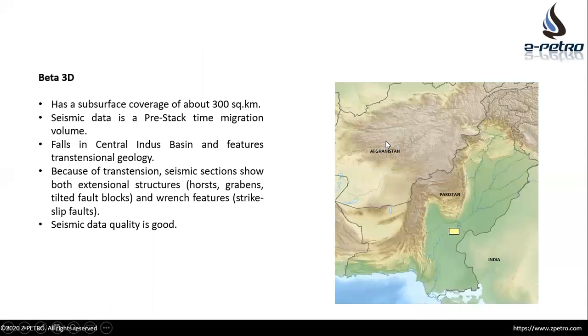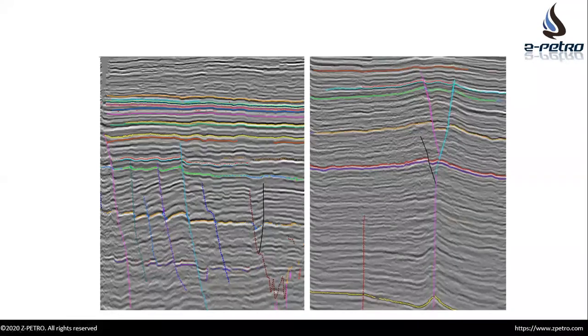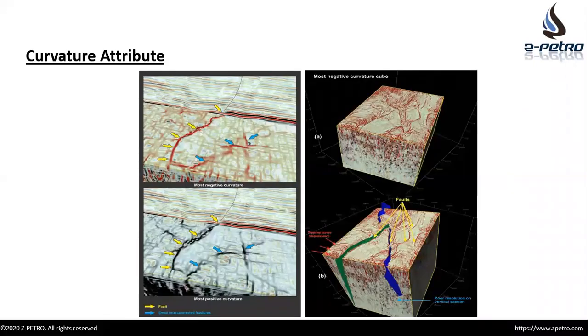Now we have another block, which is beta 3D, which lies here. You can see the different seismic sections with interpreted seismic sections. Also we have the interpreted faults. This one is my data set, also known as the volume of my data set, representing your 3D data set. This is the time surface, or you can say the depth surface, of your volume.